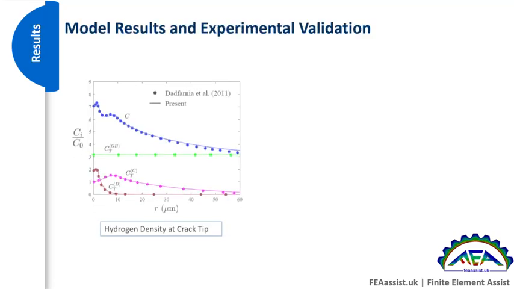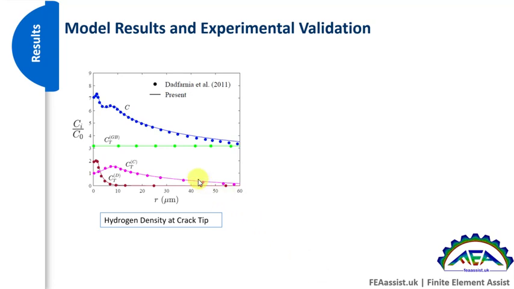Results. Let's have a look at the results. This is a good comparison between our present model results and an experiment result. First, let's have a look at the green points. Total hydrogen concentration. It is in agreement between the model and the experiment. Then let's have a look at the blue points. Blue points are lattice hydrogen concentration. The hydrogen atoms can move freely in the lattice. So it is a very good agreement between our model results and experiment.